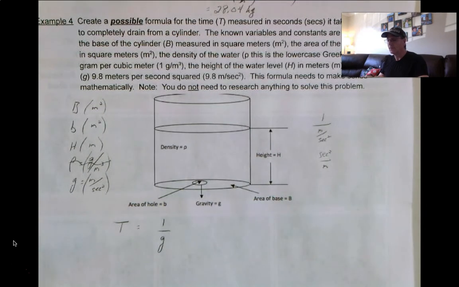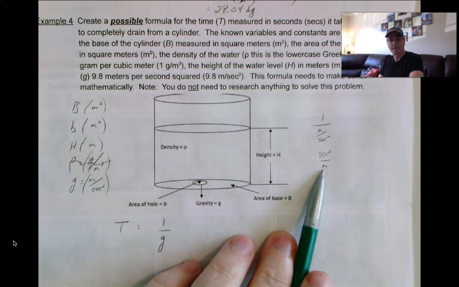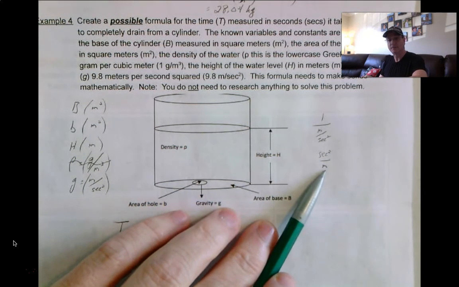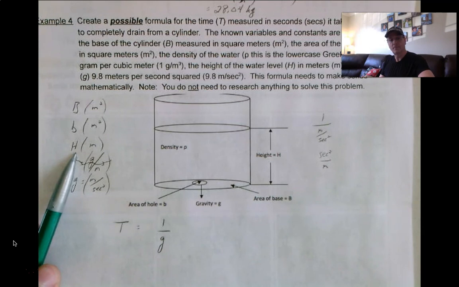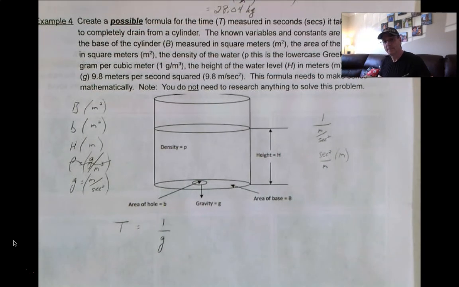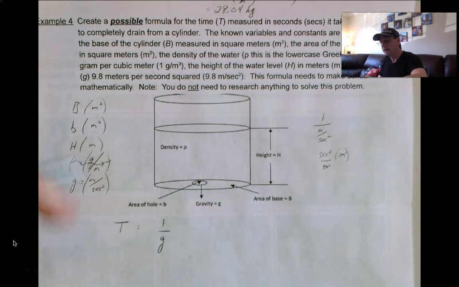Close. What don't we want? We don't want the meters in there. How can we cancel meters? What can we do to this m to get rid of this m? What do we have? We've got a capital B, a little b, and a capital H. Meters squared, into meters. What will cancel with this meters? Height. If we multiply this times height, these m's will cancel.